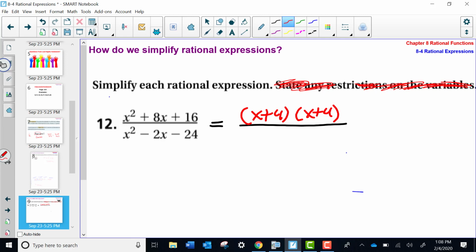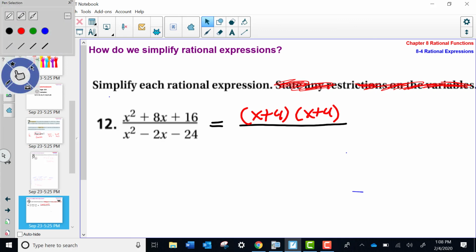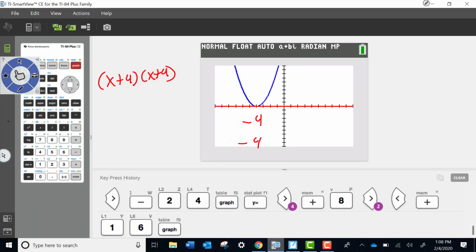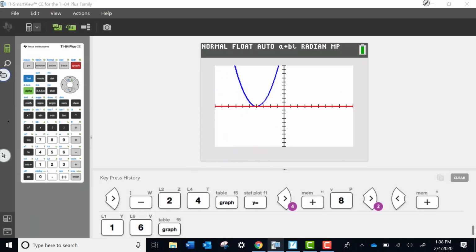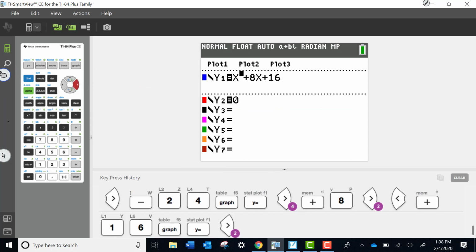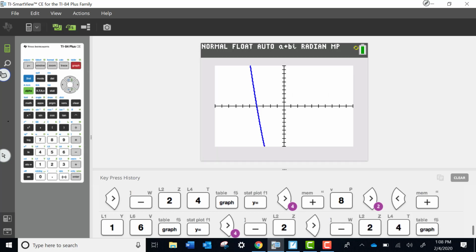Now we have to find the factors of the denominator. So in our calculators, x squared minus 2x minus 24. We'll graph this, and this one crosses at negative 4 and positive 6. These are the solutions. Those are the solutions. So what are the factors?